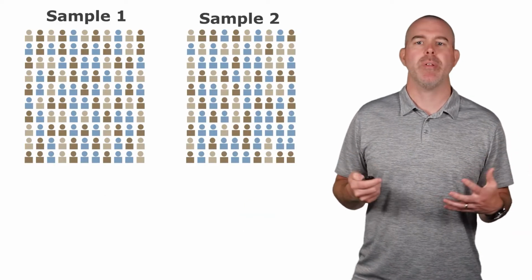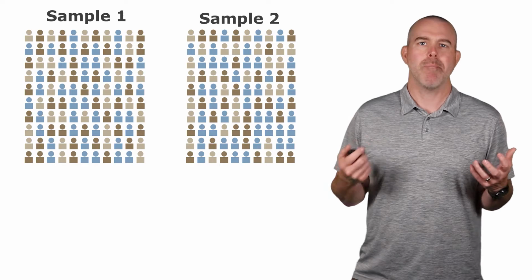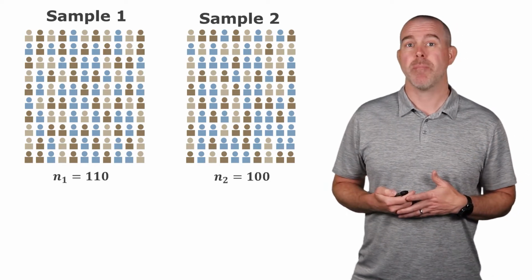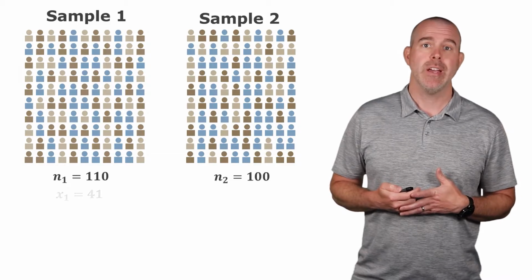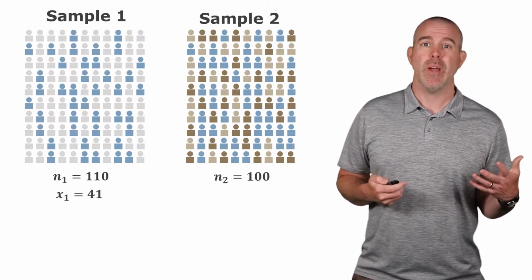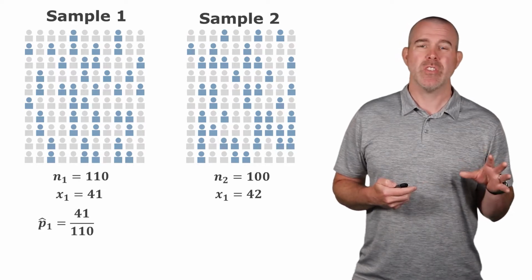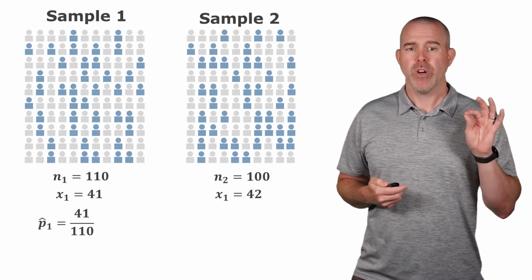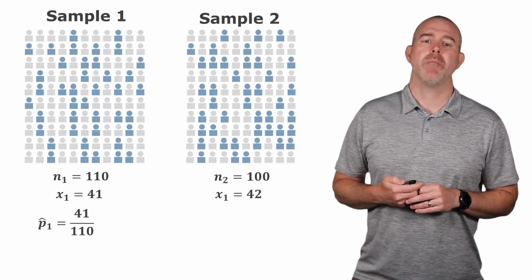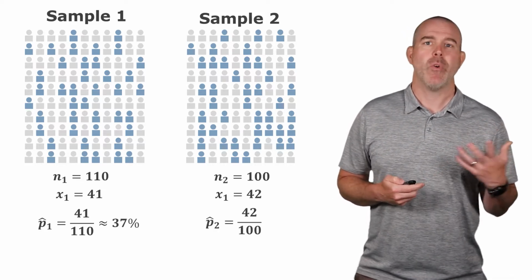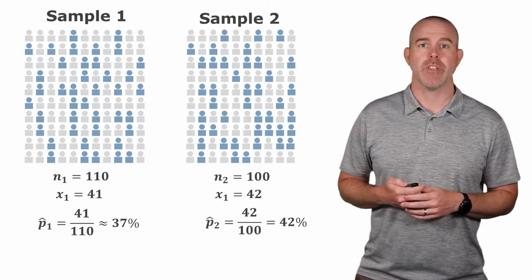So let's say we have a couple of different samples. I've got one sample here, one sample here, and we want to compare the proportion that are blue. The first sample has 110 individuals. The second sample has 100. We have 41 blue in the first sample, and 42 blue in the second. So the sample proportion in the first sample that are blue is 41 out of 110, about 37%. Second sample, 42 out of 100, that's 42%.